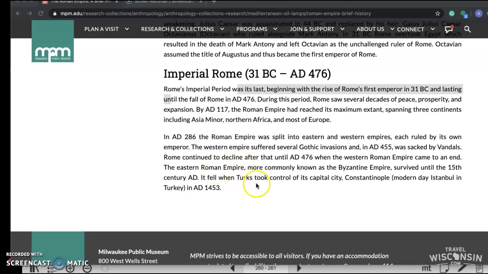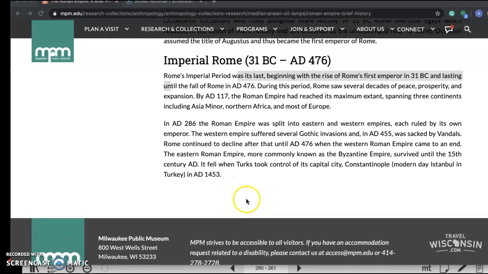The Eastern Roman Empire, more commonly known as the Byzantine Empire, survived until the 15th century AD. It fell when the Turks took control of its capital city, Constantinople, modern-day Istanbul in Turkey, in AD 1453.